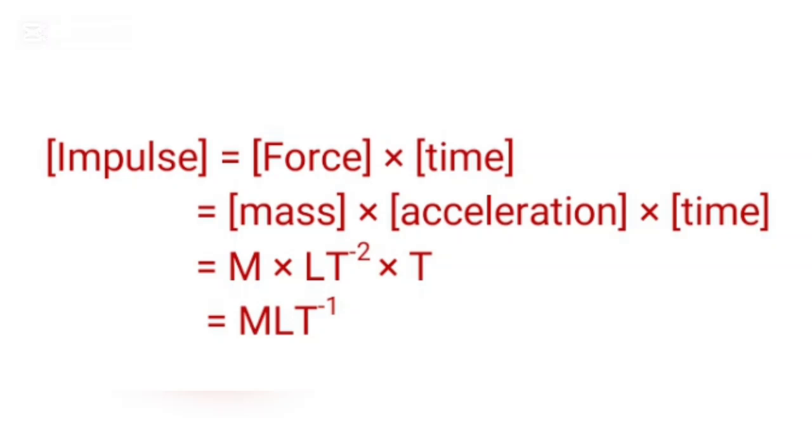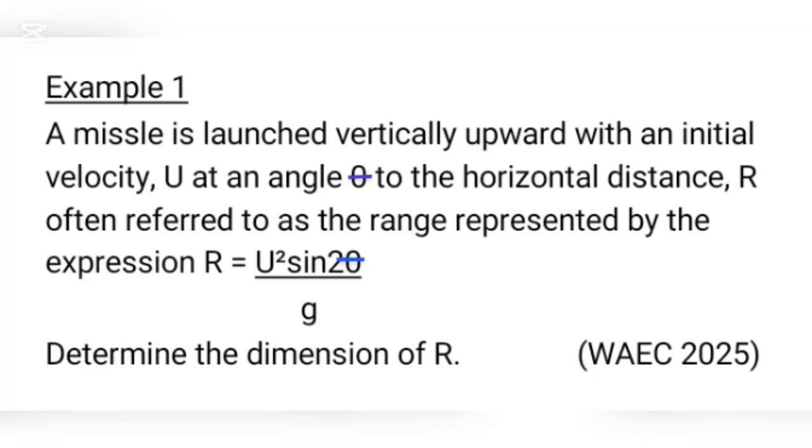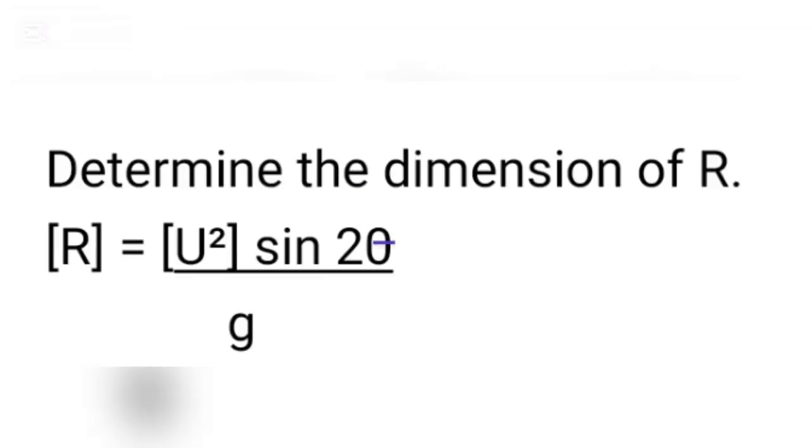Now we want to take some questions from WAEC starting from 2025. Question 1. A missile is launched with an initial velocity u at an angle theta to the horizontal. The distance R, often referred to as the range, is represented by the expression R is equal to u squared sine 2 theta over g. 2025 WAEC question. We are now to determine the dimension of R.